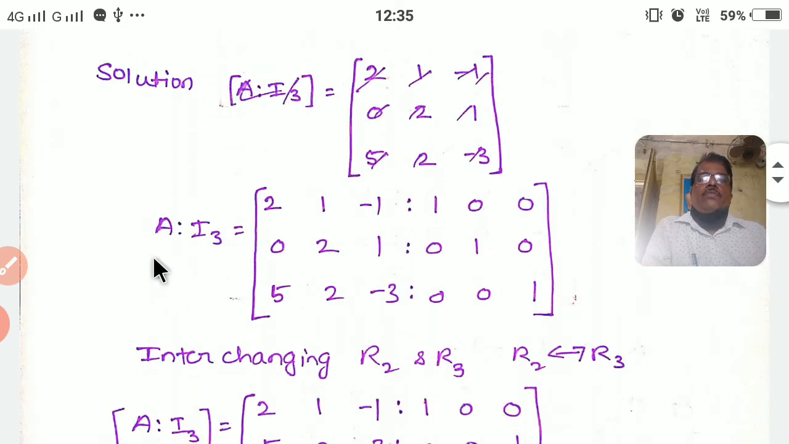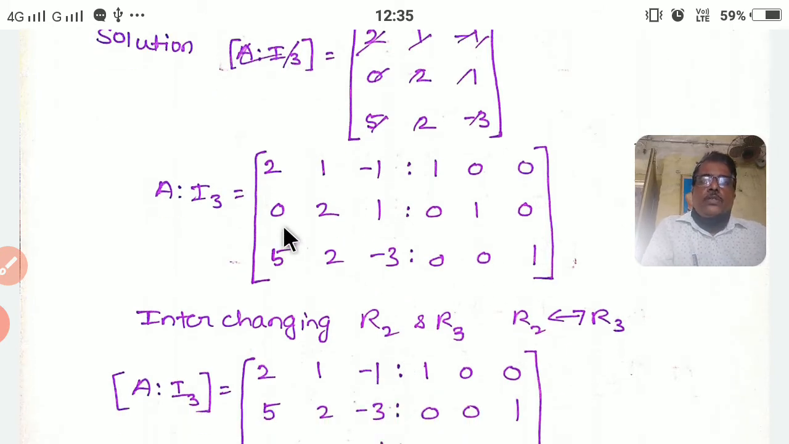So here first, as we know, we write the given matrix and the unit matrix side by side. So that is denoted by A colon I3, which is equal to, on one side we write the given matrix 2 1 minus 1, 0 2 1, 5 2 minus 3. On the other side just put a colon here, and we write the unit matrix 1 0 0, 0 1 0, 0 0 1.